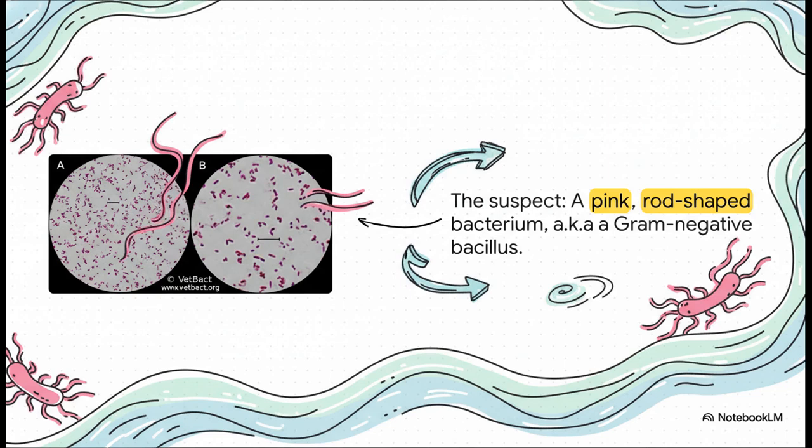And there it is. Under the scope, we see these little pink rod-shaped things. Now, in lab speak, we'd call this a gram-negative bacillus. And get this, they're moving. They can actually swim around. The profile is starting to build, but we're going to need a lot more evidence.